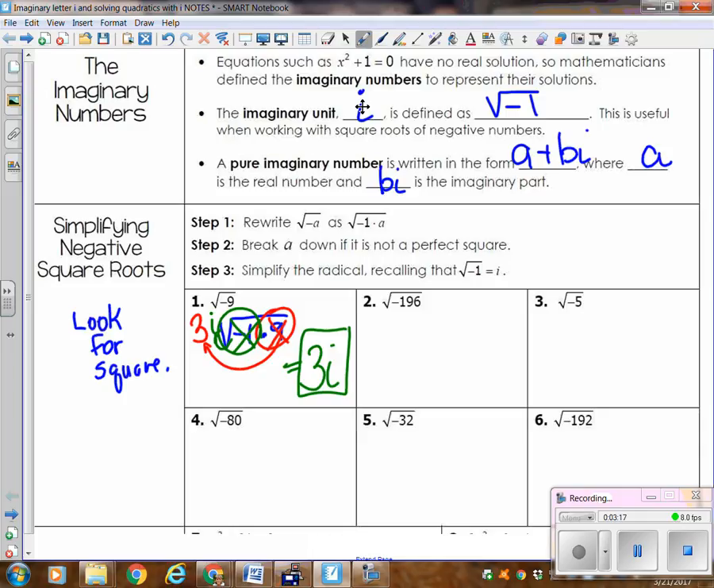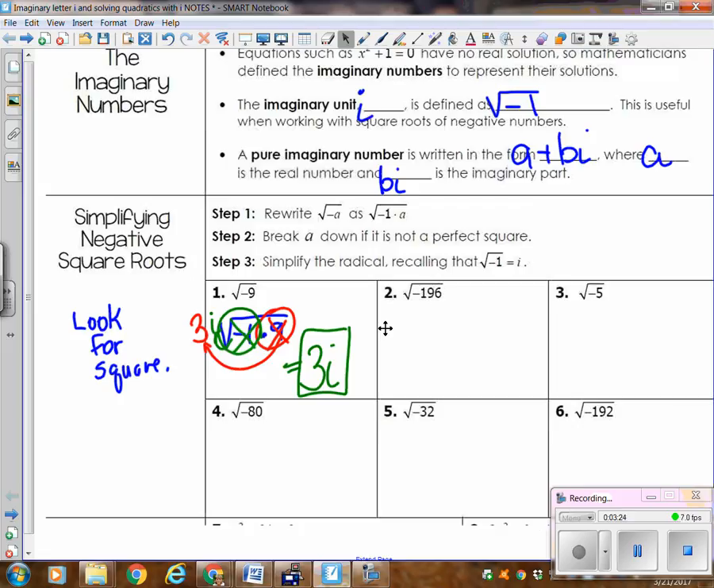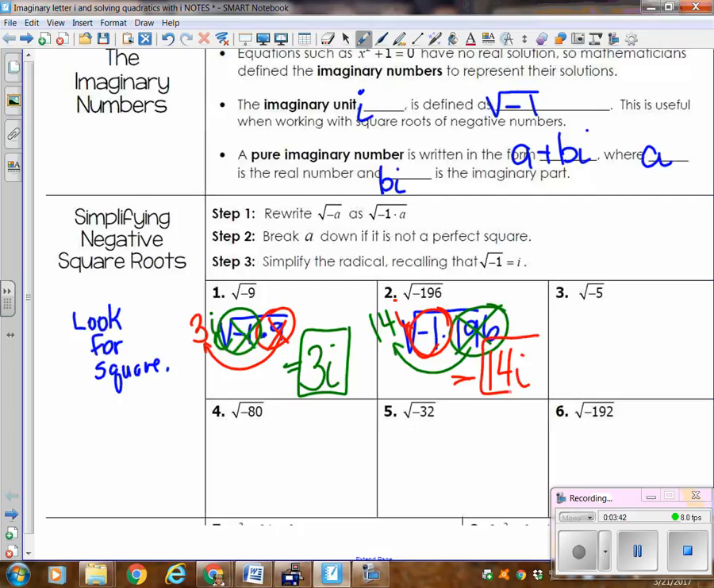All right, square root of -196. Some of you got calculators? We're going to break this down into the square root of -1 times 196. And 196 is a perfect square, so we're going to pop out what? 14. How do we pop out the -1 part? That pops out as an i. So my answer is 14i.